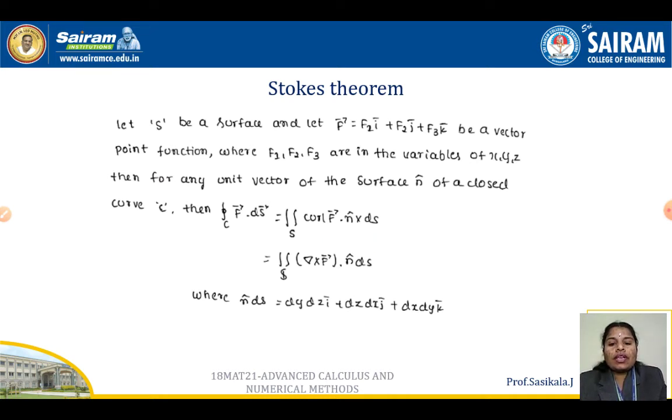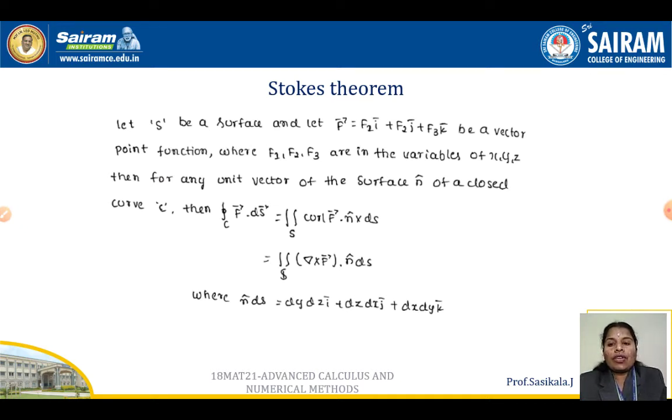Now the curl of F vector, we know what that is. It is a cross product, del cross F vector, dot this n cap dS. Here n cap dS is defined as dy dz i vector plus dz dx j vector plus dx dy k vector. So this is the statement of Stokes theorem.